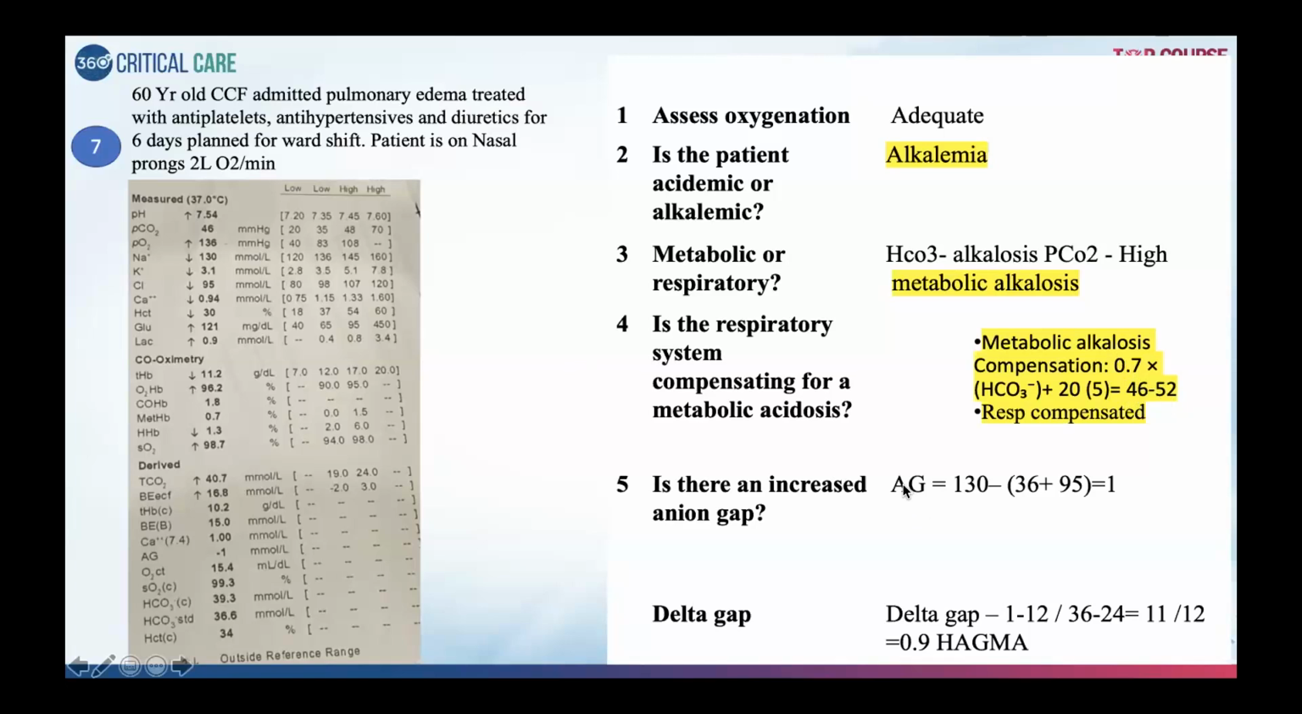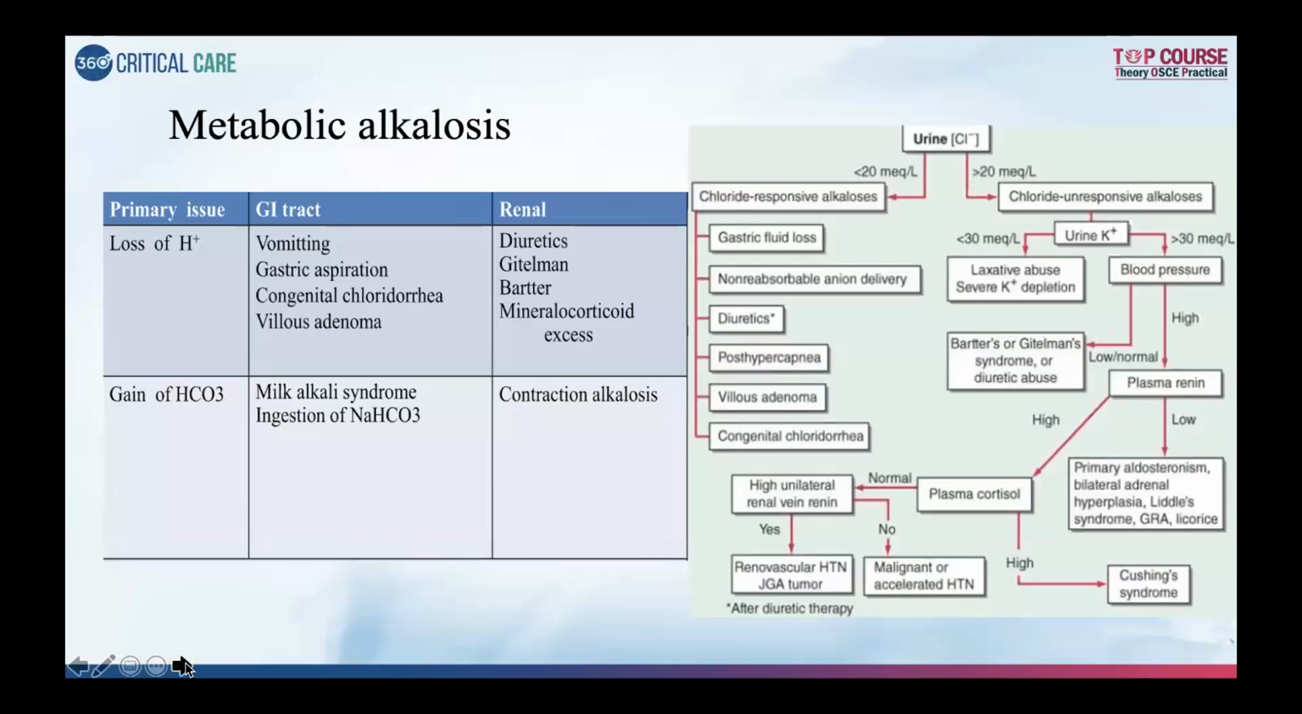Here also you have to see the anion gap, which is normal, and the delta gap. Delta gap is 0.9, which indicates normal anion gap. So this is a compensated metabolic alkalosis, probably because the patient has been treated for 6 days with aggressive diuresis for pulmonary edema. That could be one of the reasons for metabolic alkalosis. So when you are given this ABG of a metabolic alkalosis, you will be asked questions related to the reasons for metabolic alkalosis. One is renal and GI.